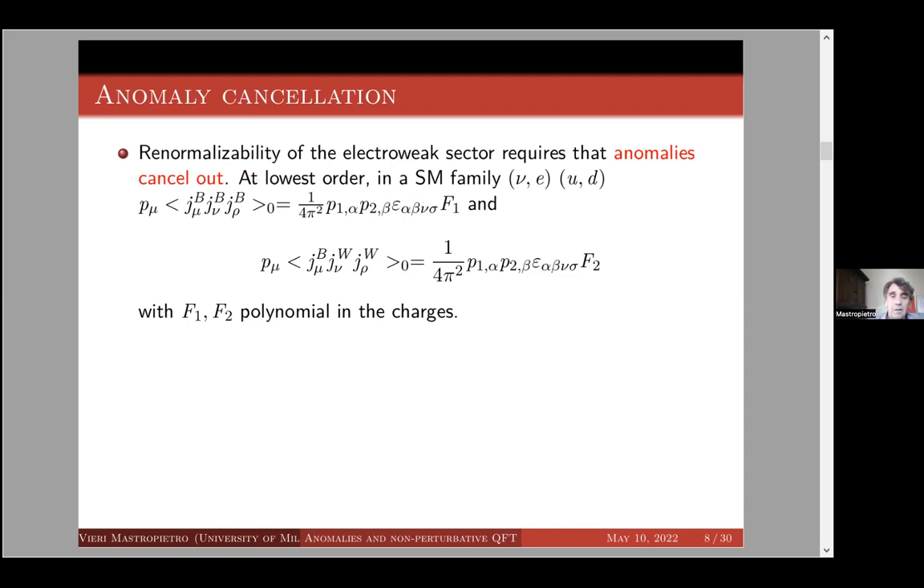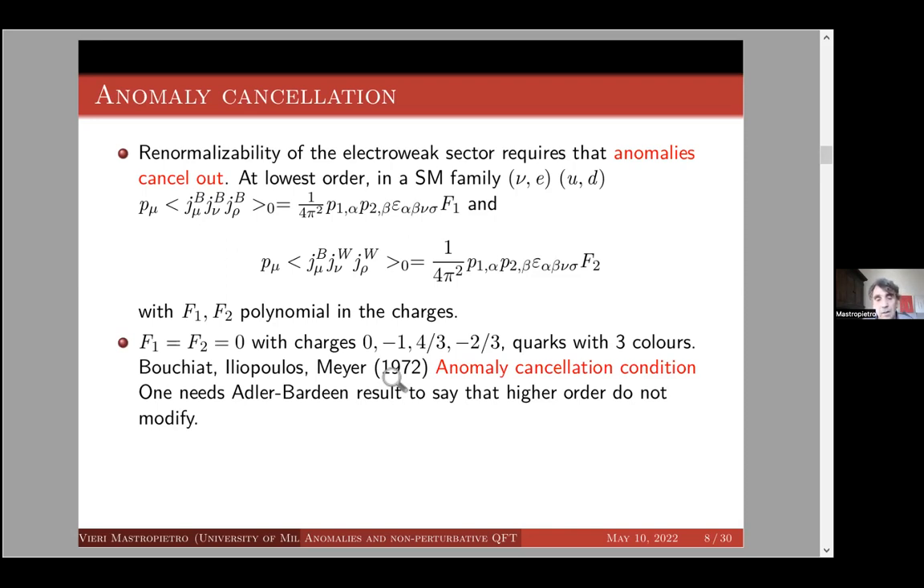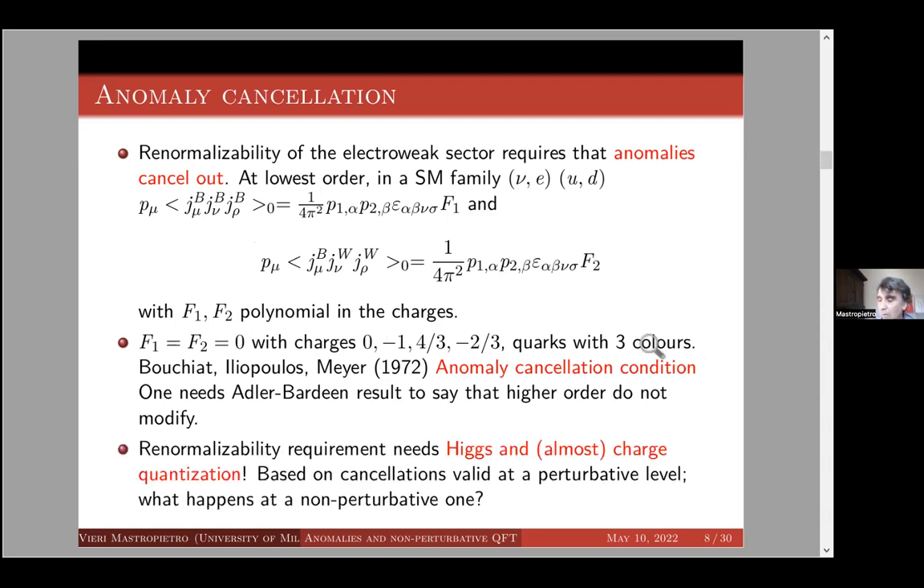Okay. So a very deep property is this one, which is called the anomaly cancellation, which was discovered in 72 by Bouchiat, Iliopoulos, and Meyer. They cancel if the charges, this F1 and F2, so the current is conserved, if the charges are as in nature, so quantized as powers of 1/3. So this is the charge of the neutrino, this is the charge of the electron, this is the charge of the up and then down, okay? And then you have quarks with three colors. So nature ensures that F1 and F2 are zero, okay? So this is something really interesting. To have a renormalizable theory almost implies charge quantization. At the classical level, the charges can be what you want, but if you want renormalizability, then they must be as in nature, okay?